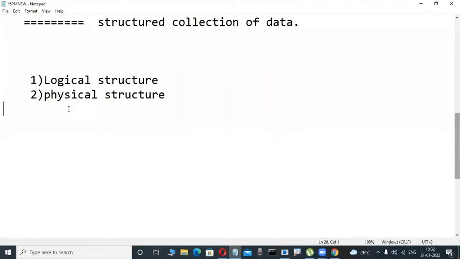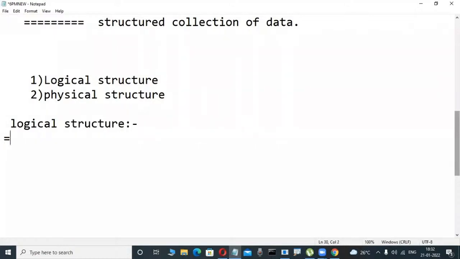Suppose DBAs are there, those persons are working in a physical structure, don't worry. But what is that logical structure at least? Logical structure means nothing, it is very easy. Now check it out. Slowly observe it here. What a logical structure means is easily understandable.